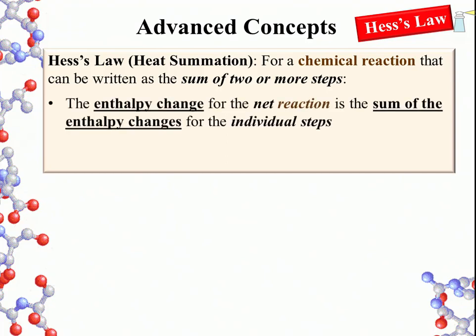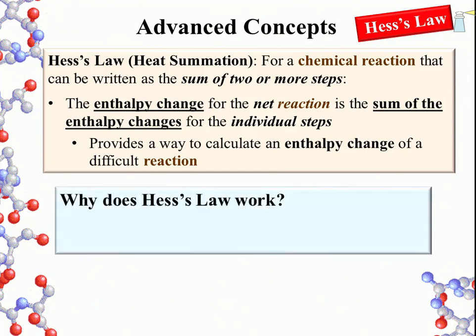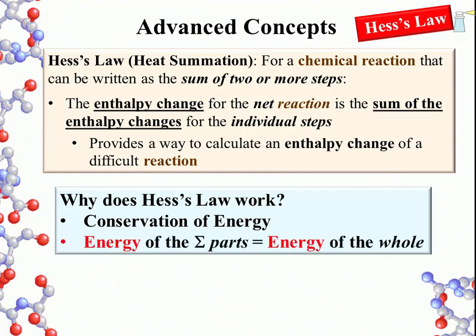In those circumstances, the enthalpy change for the net reaction, the reaction of interest, is the sum of the enthalpy changes for the individual steps. What this rewriting of the reaction provides is a way to calculate the enthalpy change of a difficult reaction. If that difficult to measure reaction can be expressed as a series of reactions that are easier to measure, then Hess's law can be applied. But why does Hess's law work? Law of conservation of energy. The energy of the sum of the parts is equal to the energy of the whole.